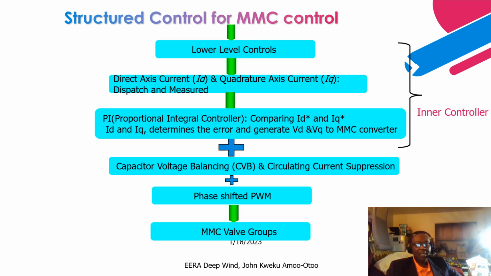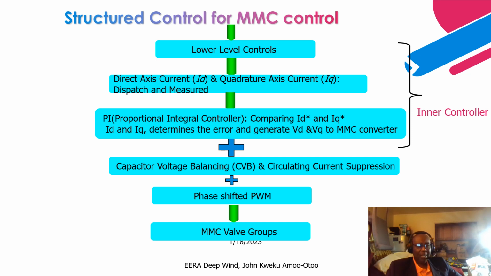As these currents are fed to the lower controllers, basically the PI controller, its goal is to determine the error, minimize it, and generate the required direct axis voltage and quadrature axis voltage for the MMC converter. In parallel, we have a capacitor voltage balancing algorithm and a circulating current suppression algorithm. The capacitor voltage balancing algorithm's goal is to maintain the voltages on the submodule capacitors at the right voltages.